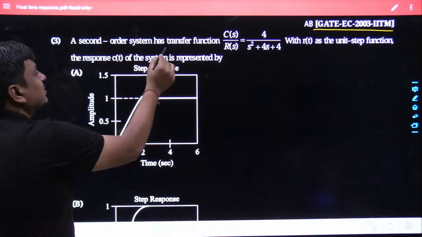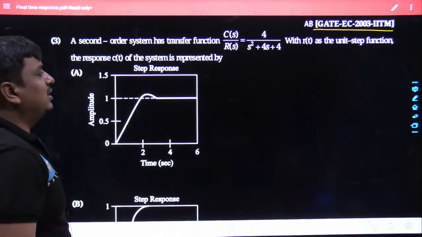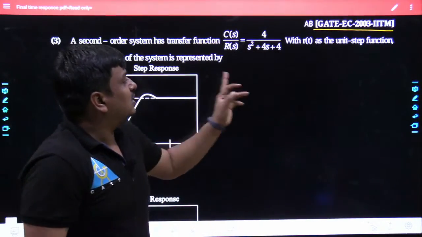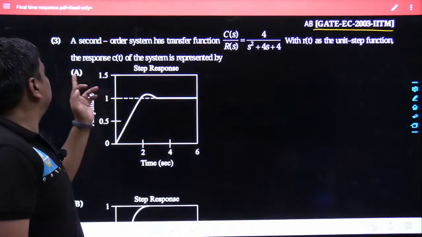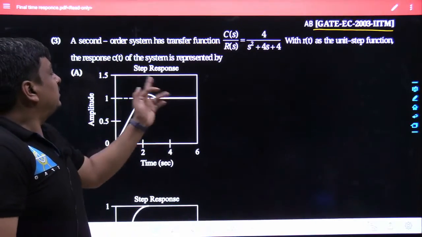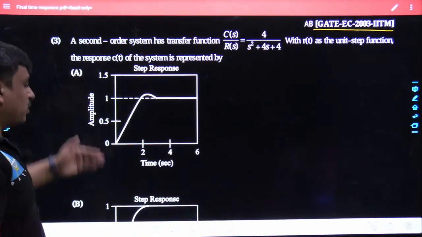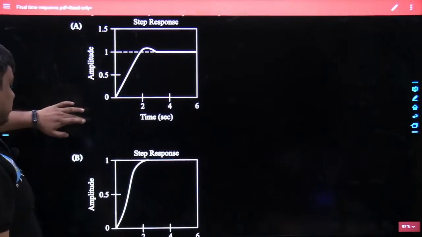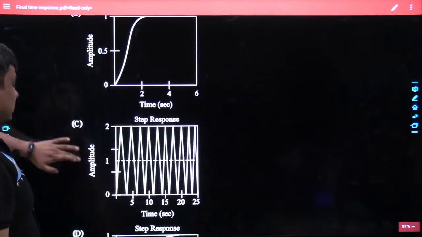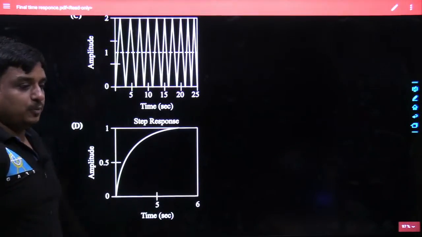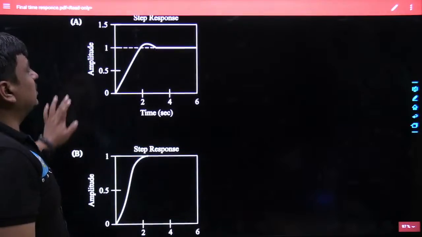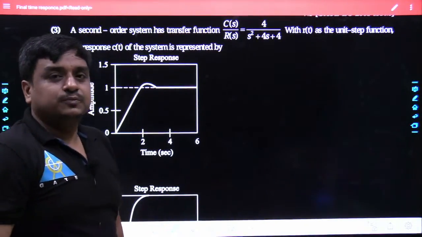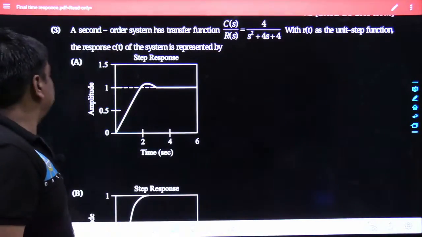A second order system has the transfer function C(s) divided by R(s) equals 4 divided by s square plus 4s plus 4, with r(t) as the unit step function. The response of this system is represented by the 4 different options that were given. So let me show all of the 4 options. This was the first option, this was the second option, this was the third option, and this was the fourth option. So let me see the problem once again, and we'll try to decode this problem. Tell me, how would be the response of this system?